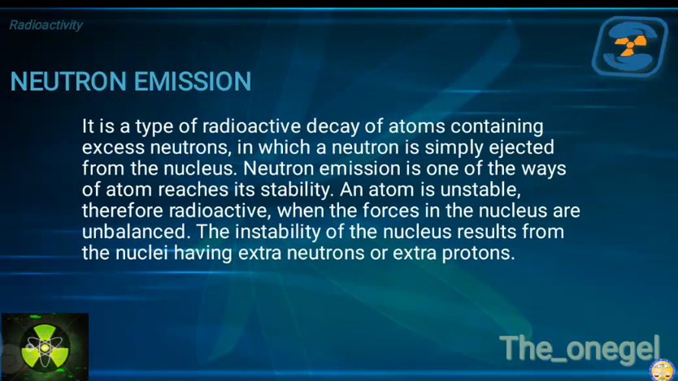Okay, so we have the last. So, the neutron emission. It is a type of radioactive decay of atoms containing excess neutrons in which a neutron is simply ejected from the nucleus. So, ikakat ko lang muna dyan. Kasi, parang magkaroon tayo ng simple analogy. Halimbawang yung klase nyo, BSRT2. So, it's already the nucleus. So, may mga neutrons. Let's take for example, each of the BSRT students ay mga neutrons inside the nucleus.